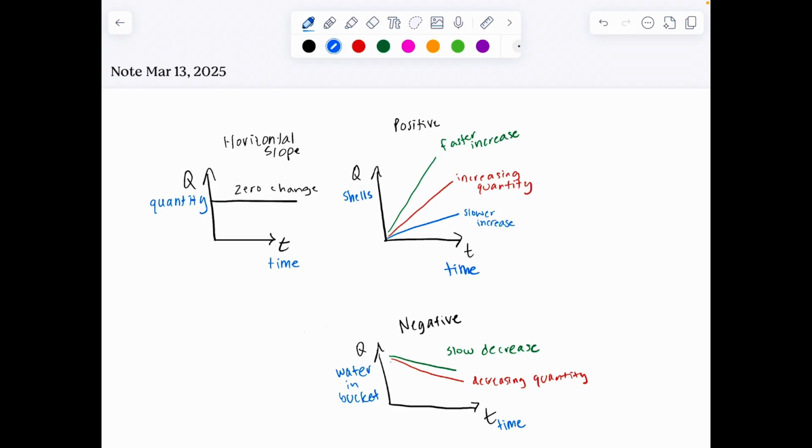And if the crack gets really bad and it's a full hole, well, now I have a faster decrease. And I'm hardly keeping any water in my bucket. It's decreasing so quickly. So that's an example of how negative slope works.